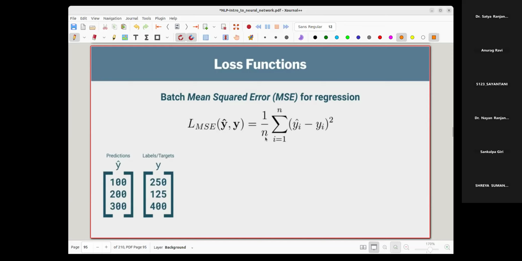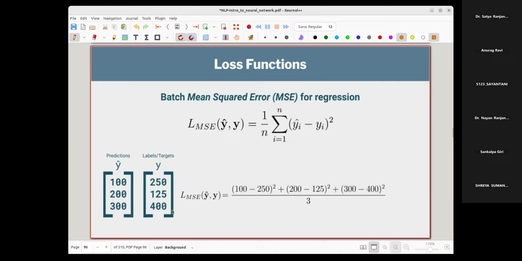Why? Instead of taking the whole set of data, we take a batch of data. Let's say the batch contains 3. Initially I take the first 3 rows in the data set, and when I pass these 3 rows through one by one, I get 3 different predictions: 100, 200 and 300. But for these 3 data, I have the original outputs: 250, 125 and 400. So I'll put these values here. That means (100 minus 250) squared plus (200 minus 125) squared plus (300 minus 400) squared, divided by 3.